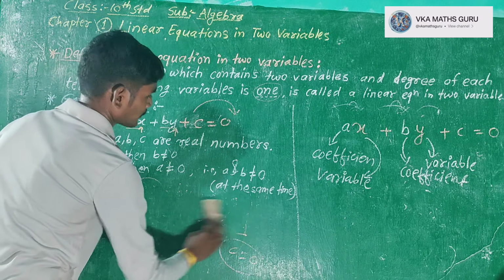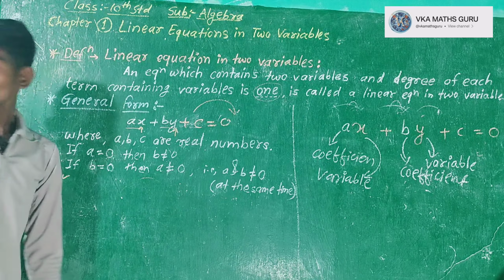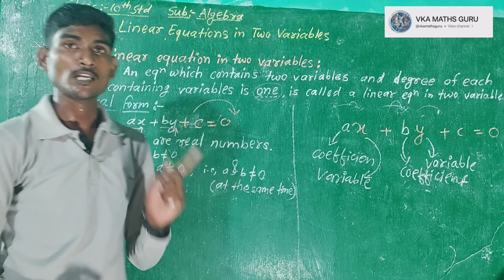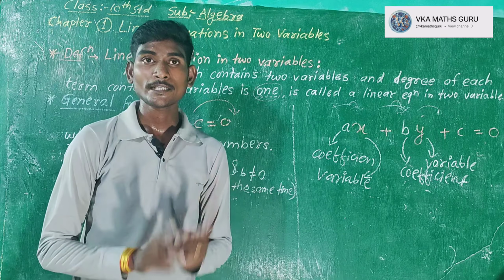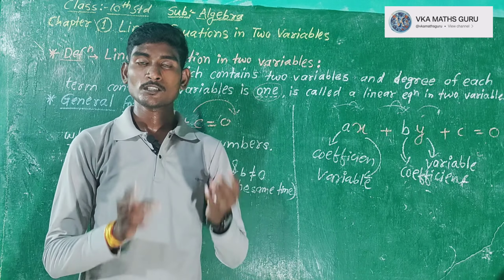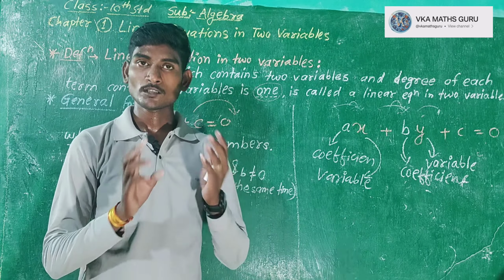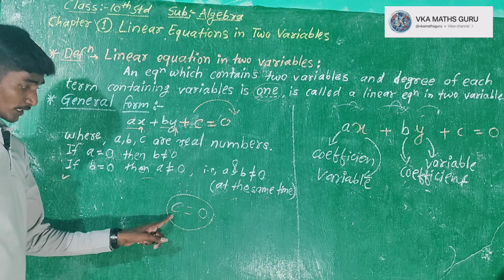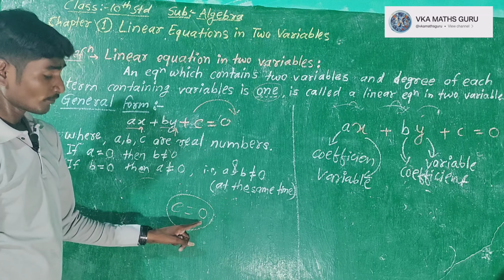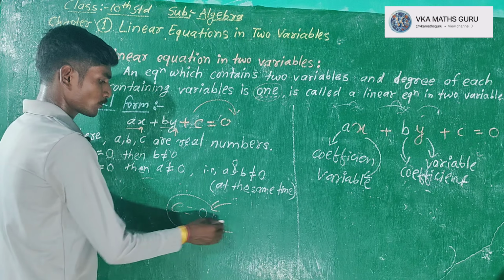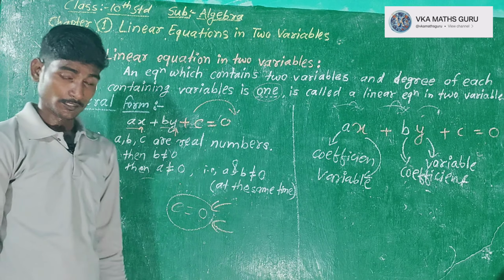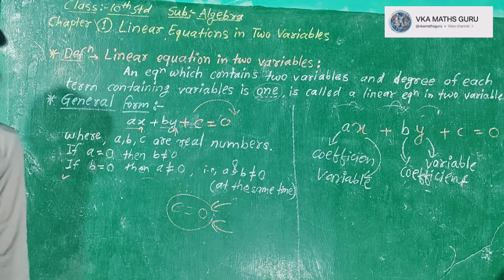So there is a condition: only a or b can take the value 0. We can't take the values of a and b equal to 0 at the same time. If a and b are equal to 0, then the equation becomes c is equal to 0. Whenever the equation becomes c is equal to 0, there is no variable. So that is not a linear equation.